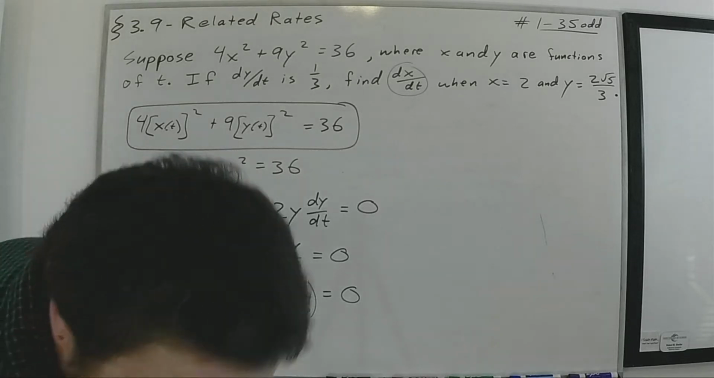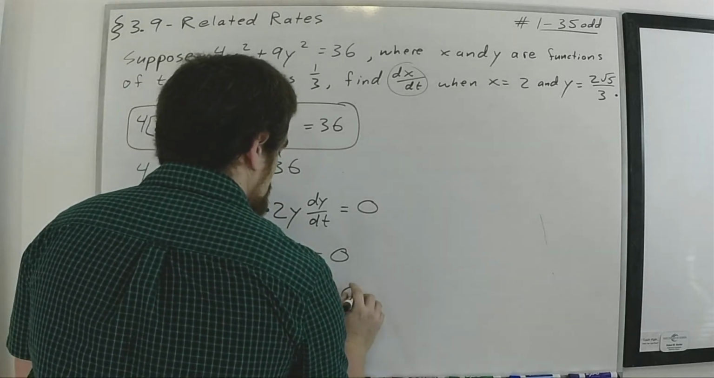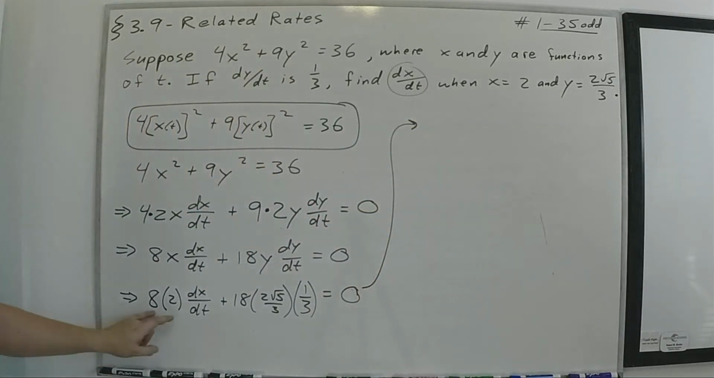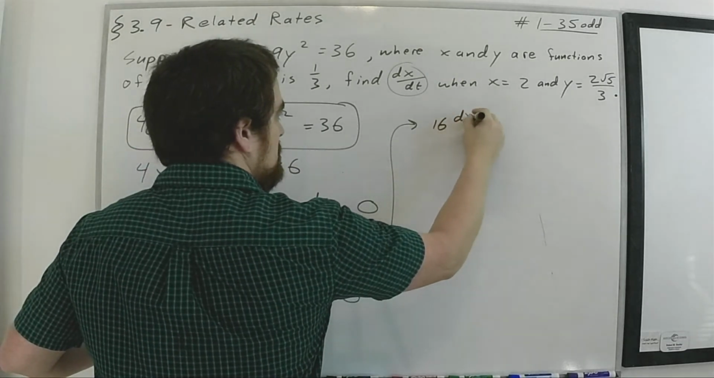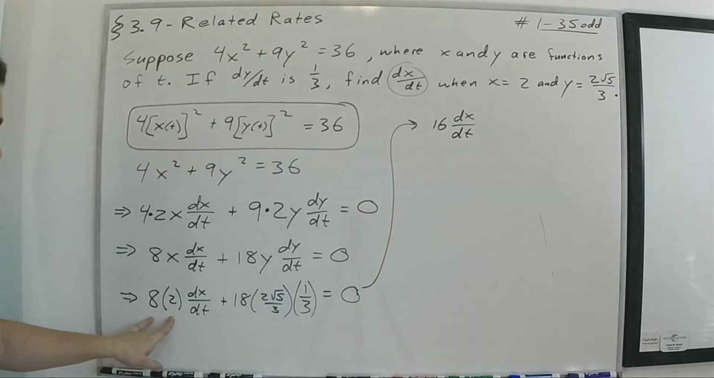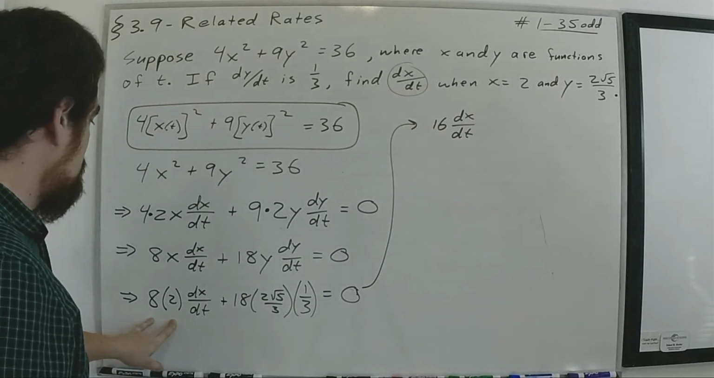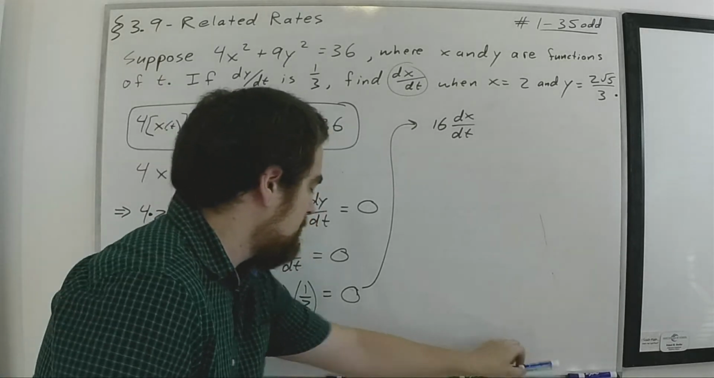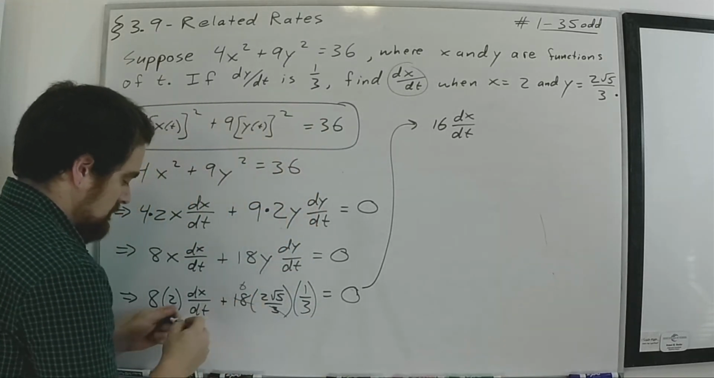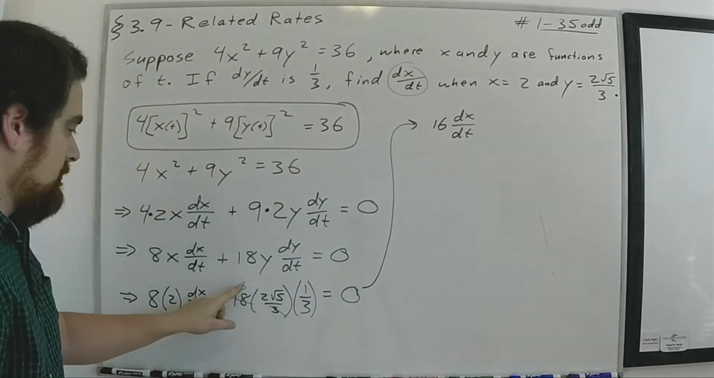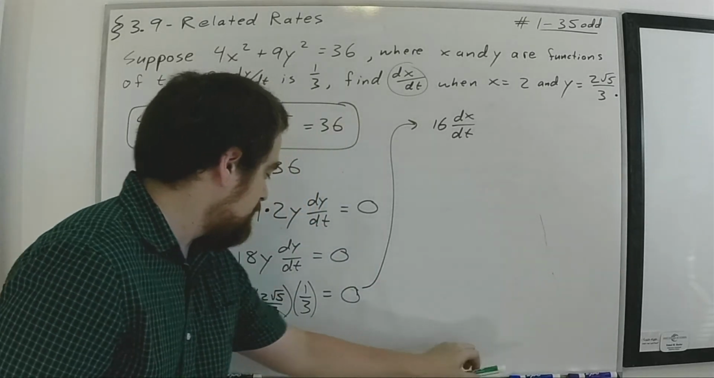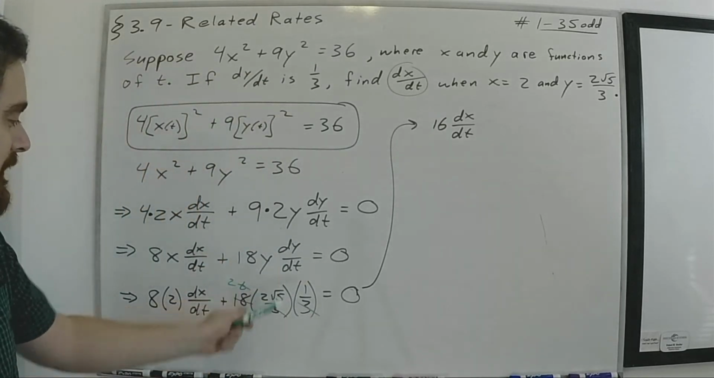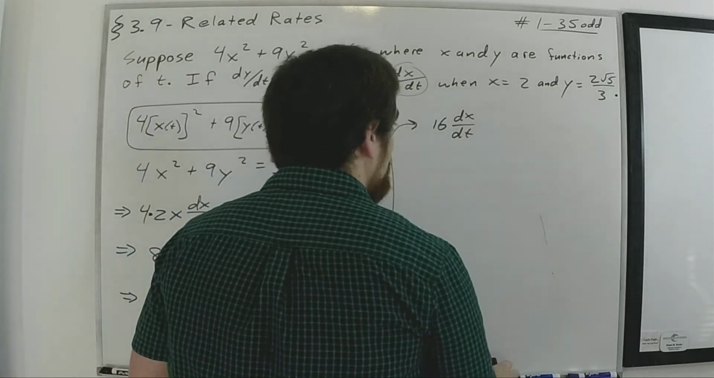Well, let's move it up here. We're not going to need too much more space. So now we'll say 8 times 2, there is 16 dx/dt. We've got 18 times 2 root 5 over 3. I'm going to simplify that because 3 goes into 18 6 times, so that's not too terrible. I'll just write 12 root 5. Well, I guess I could reduce again, right? Because 3 goes into 6 twice. So I guess I only have 4 root 5 sitting there.